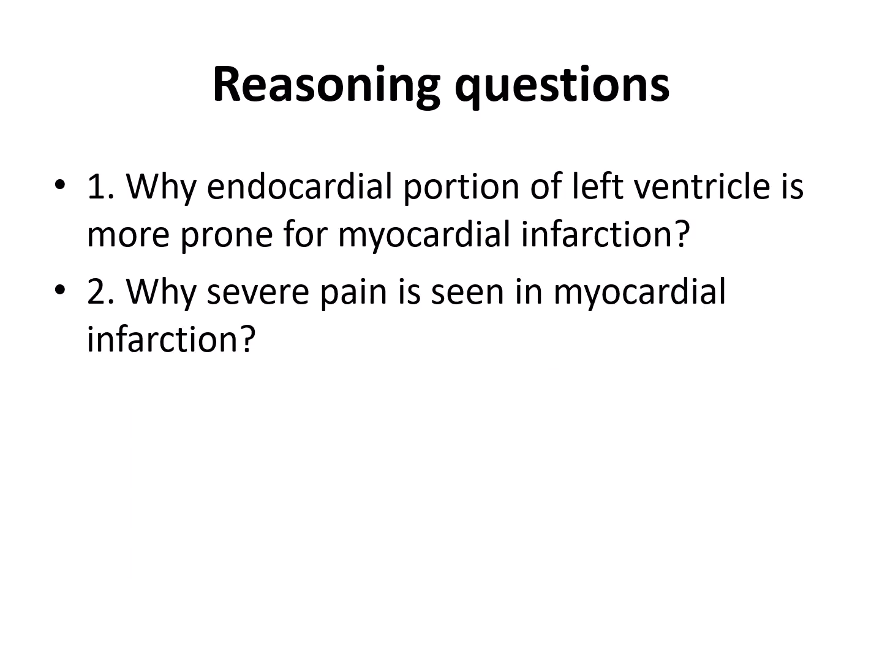Some of the reasoning questions: why is the endocardial portion of the left ventricle more prone to myocardial infarction? This is mainly explained by the phasic blood flow which I already discussed. The left ventricle receives no blood supply during the systole phase and receives its blood supply only during diastole. This makes the endocardial portion, also called the watershed portion of the left ventricle, more prone to developing myocardial infarction. Why is severe pain seen in myocardial infarction?